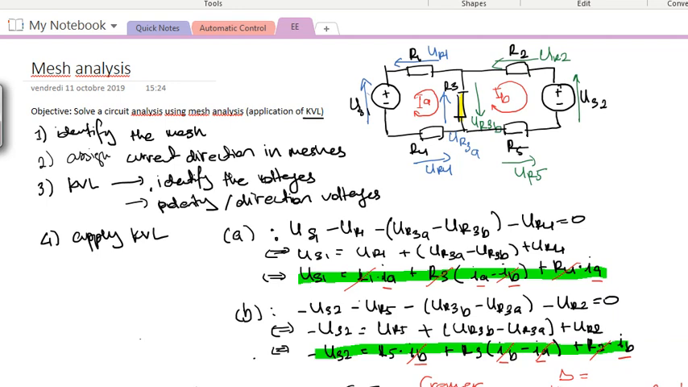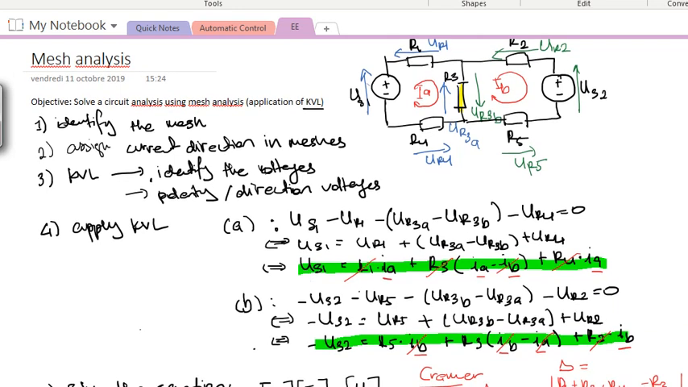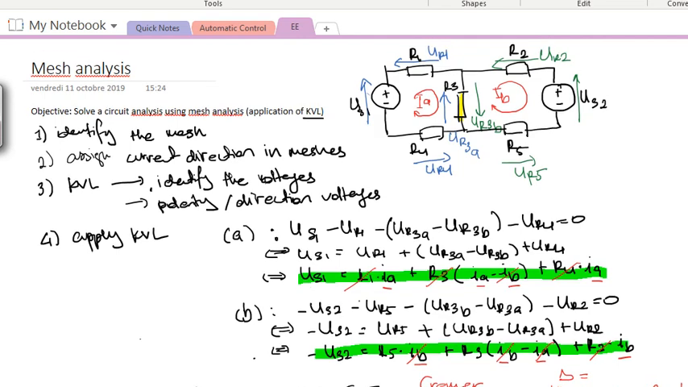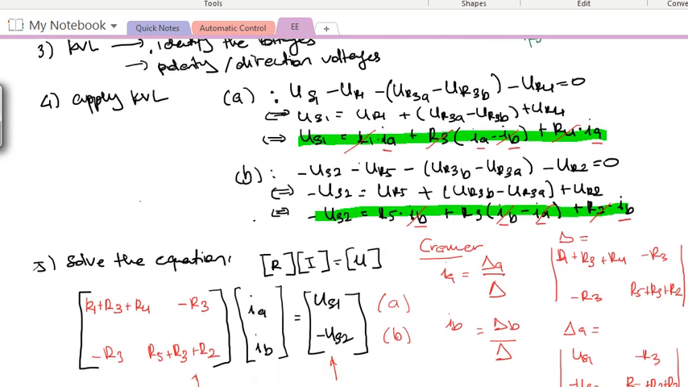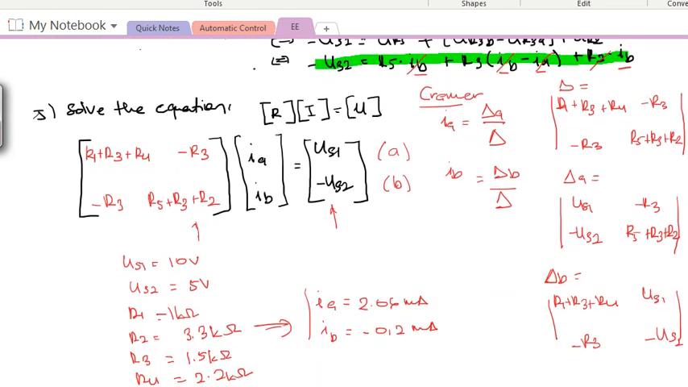So the first step is to identify the meshes. Second, assign the direction of current in each mesh, which is arbitrary. The third is to apply KVL. To apply KVL, you have to identify the voltages and the direction or polarity on each component of the mesh. Then you write down your KVL equations, and finally solve the equations.